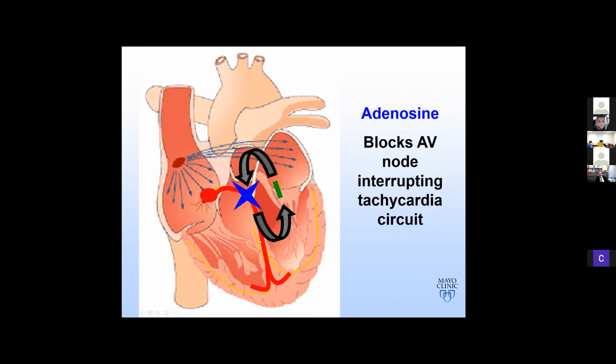However, if we can interrupt anywhere in the circuit, including by giving adenosine, which blocks the AV node, then we can stop the tachycardia, and that's why adenosine works. But ultimately, hopefully you'll send this patient to me, and we can actually put a catheter in there and ablate this and get rid of it. And if we do, it's a permanent cure for the patient and their heart is completely normal.